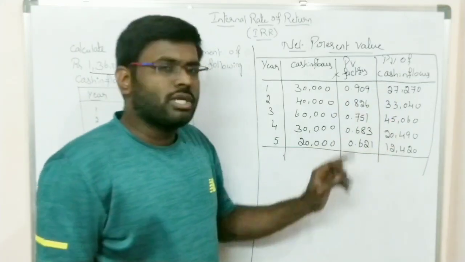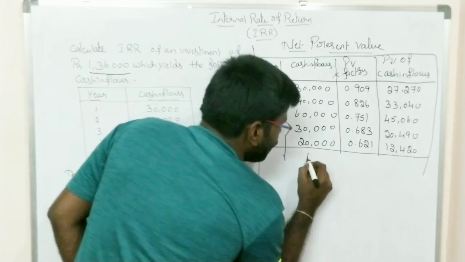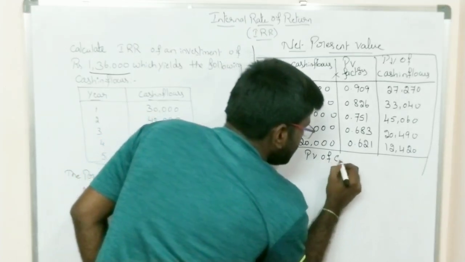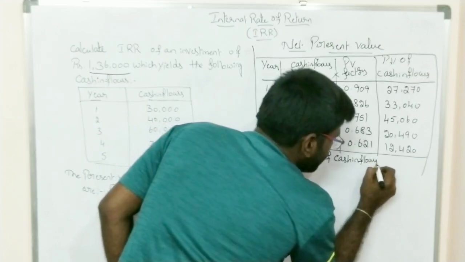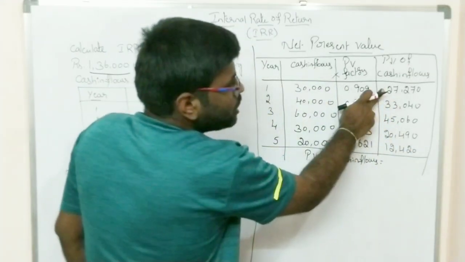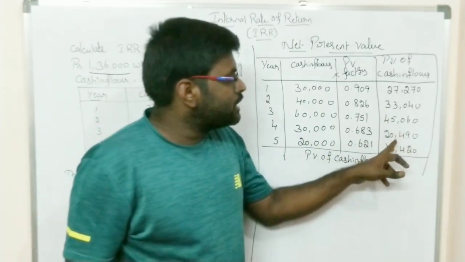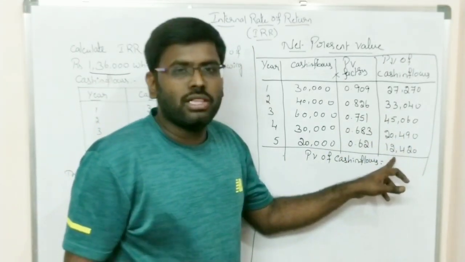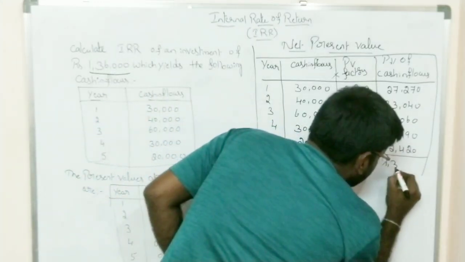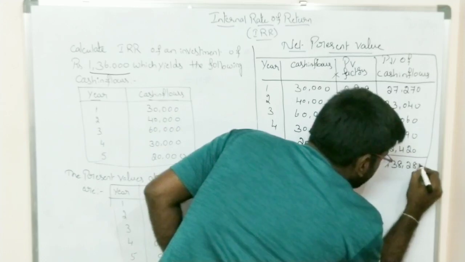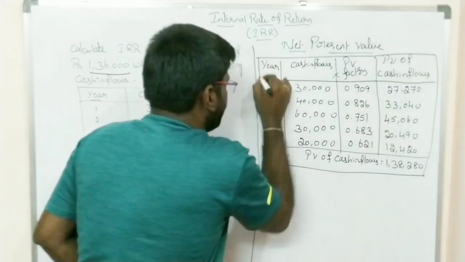Summation of all the present value of cash inflows. So that is the total of present value of cash inflows. So the total is 27,270 plus 33,040 rupees plus 45,060 plus 20,490 plus 12,420. So the total becomes 1,38,280 rupees. So this is the present value of cash inflows.